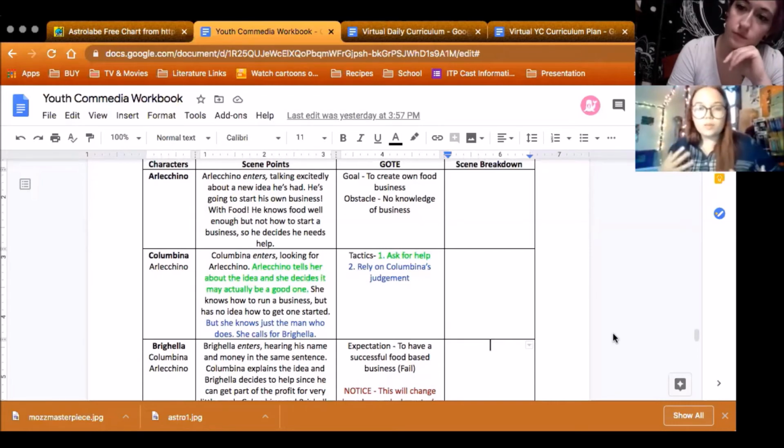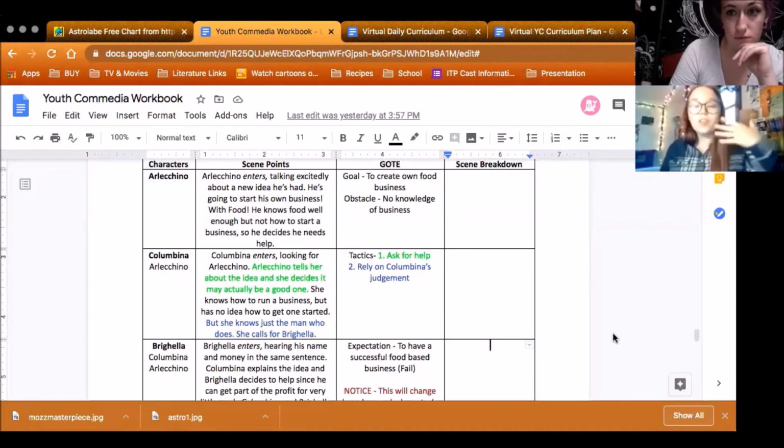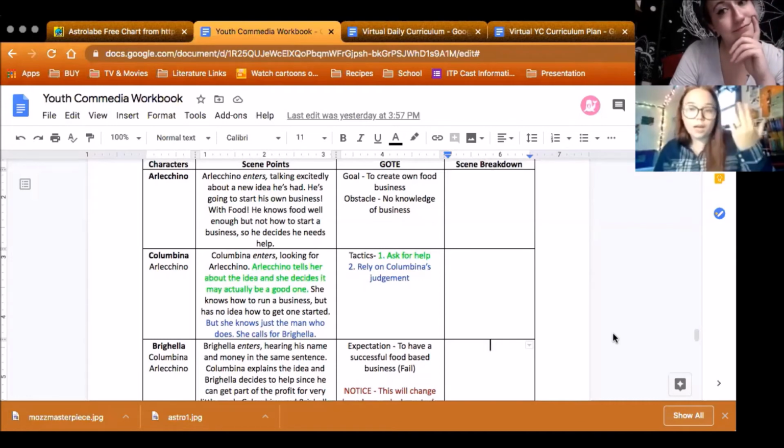So usually we divide it into 2 or 3 beats. So either a 3-act or essentially a 3-act or 4-act play within a scene, if that. So you're taking one scene and dividing it into 3 or 4 acts.